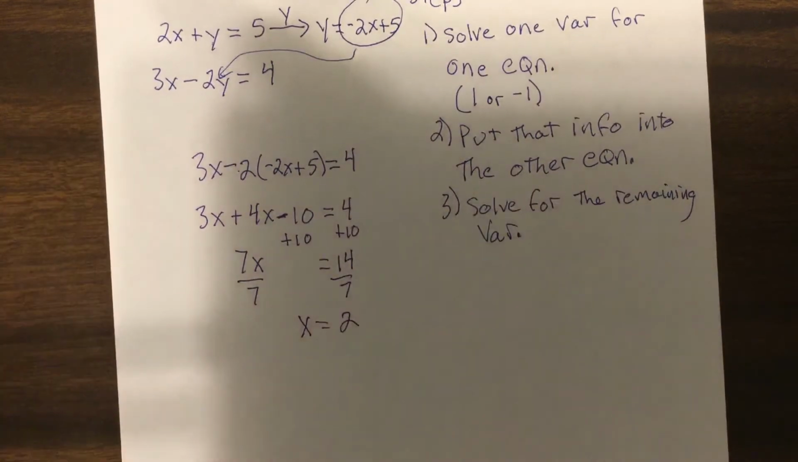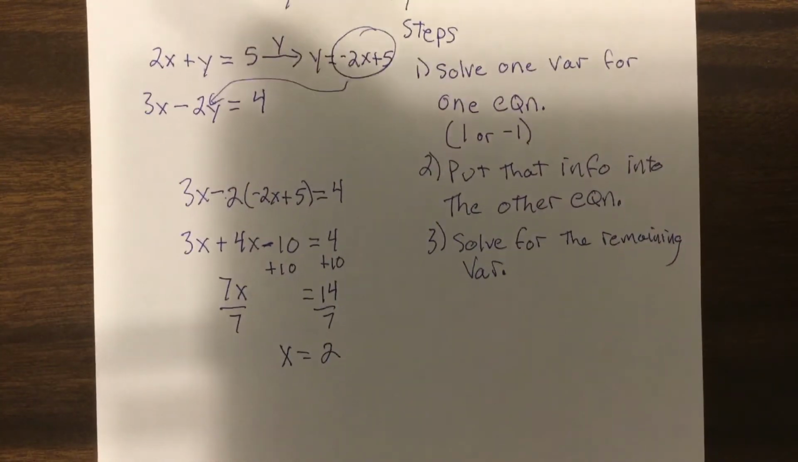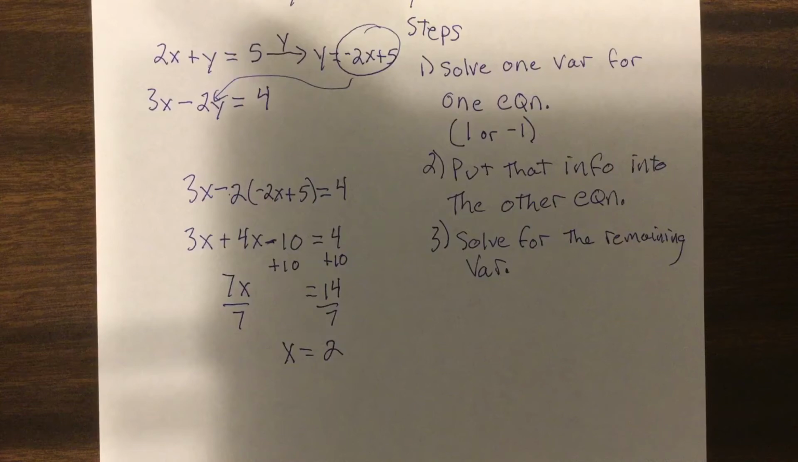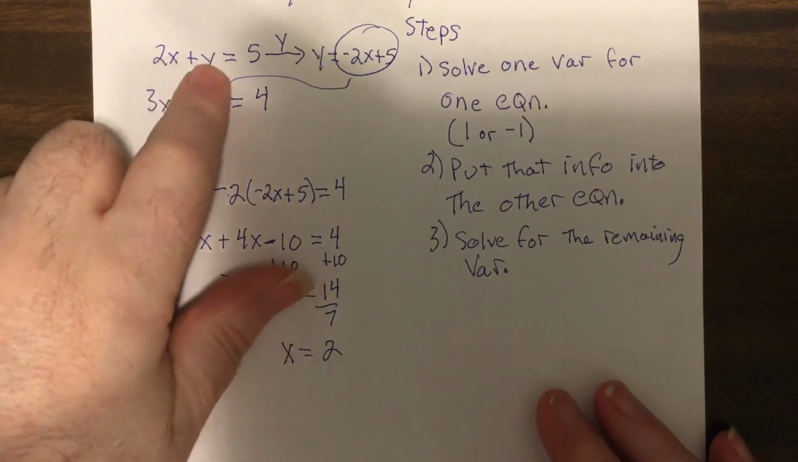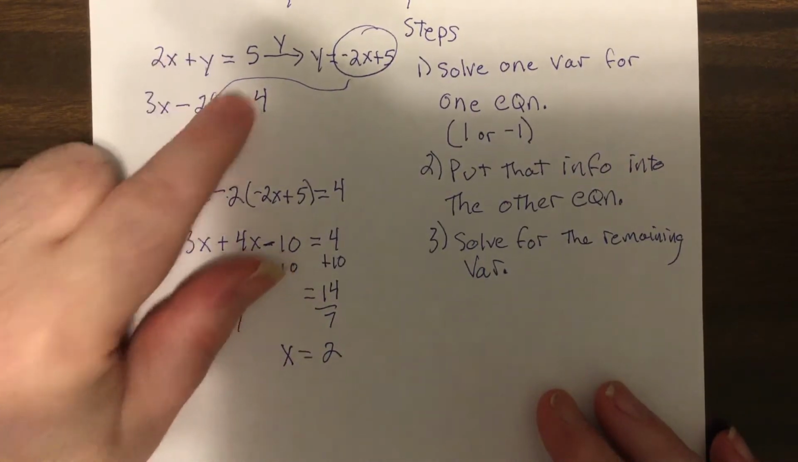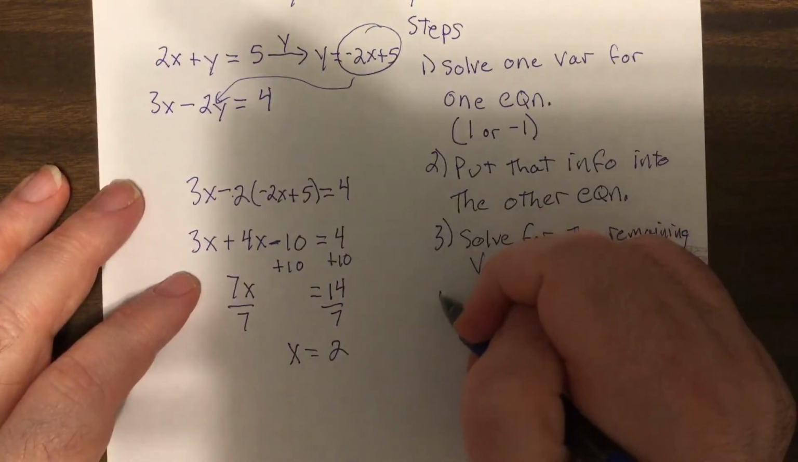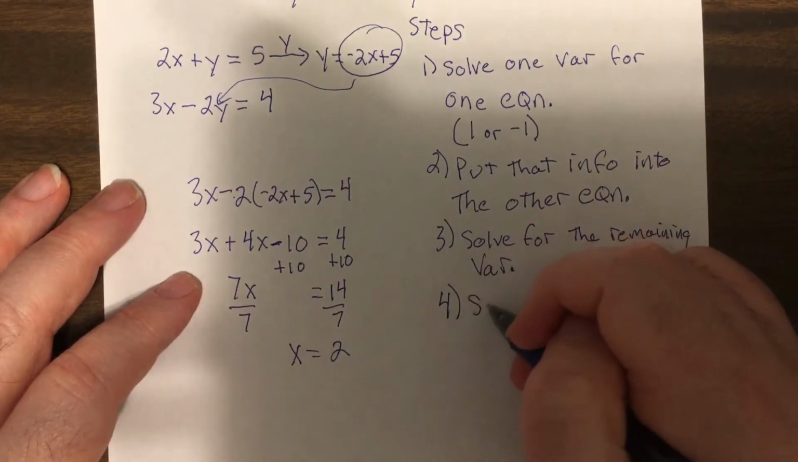Now here's the sad thing. A lot of people get this far and then stop, and I have to take points off because that's not the final answer, because there's two unknowns, x and y. So now we're going to solve for the other variable.